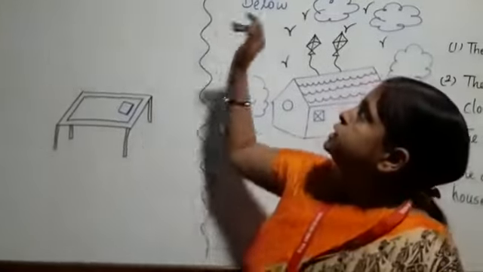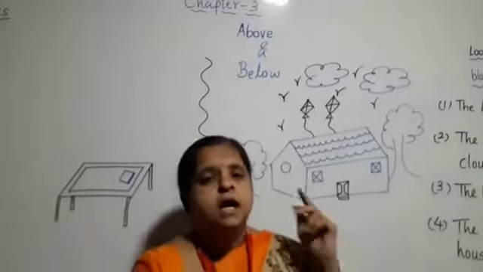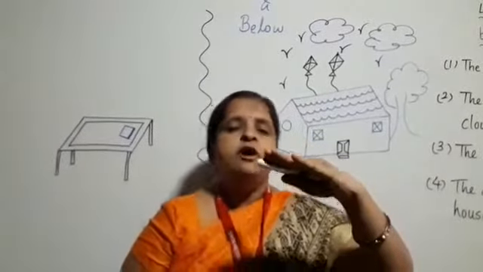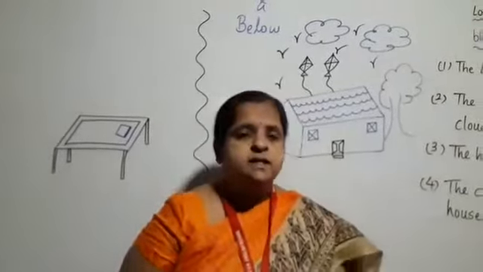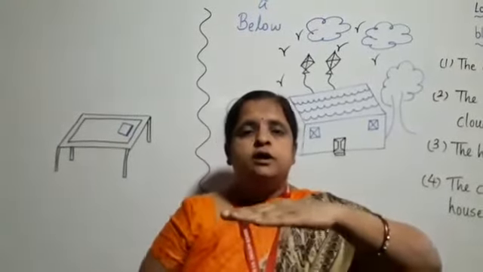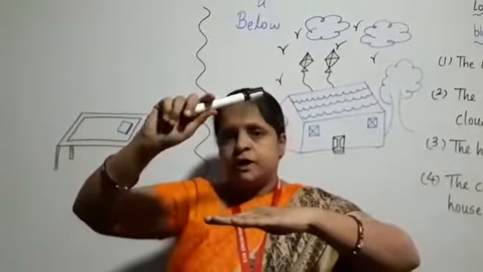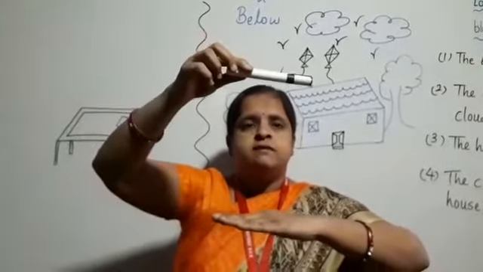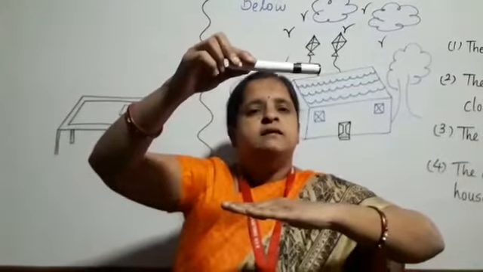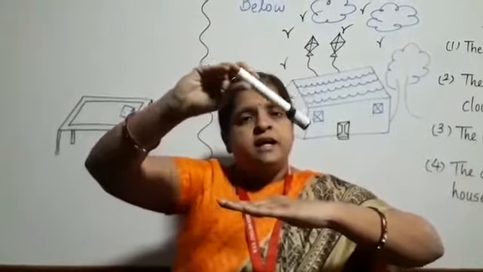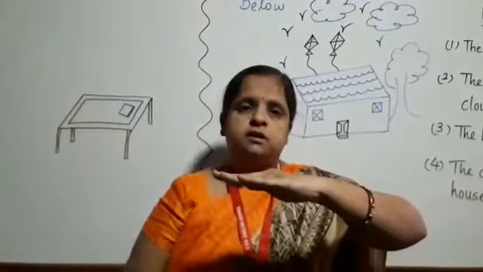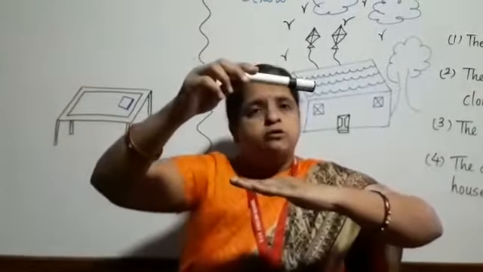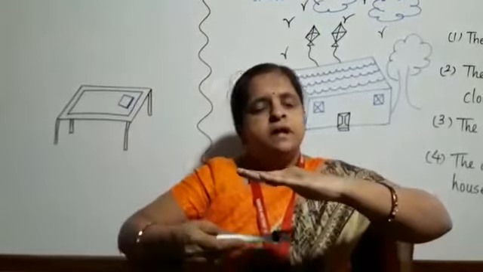Now we will move on to the chapter number 3, that is above and below. Above means ऊपर की तरफ और below नीचे की तरफ. जैसे कि अगर समझ लो मेरा ये हाथ है, तो अगर मेरे पास ये पेन है, मार्कर आप लोग देख रहे हो. So if I will put this marker this side or you can say upper side, then it will be above. And if I will put it down, then it will be below the head. It is above the head and it is below the head.